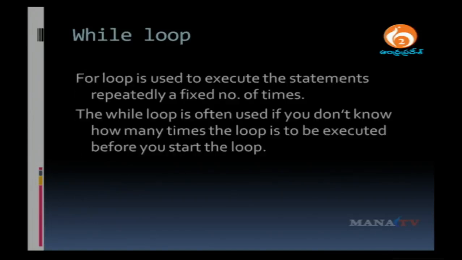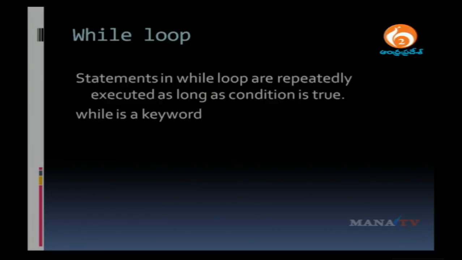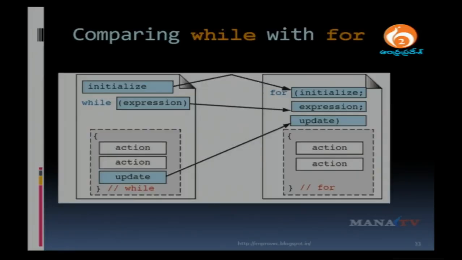For loop is used to execute the statements repeatedly a fixed number of times. The while loop is often used if you don't know how many times the loop is to be executed before you start the loop. Statements in the while loop are repeatedly executed as long as the condition is true. Just see this difference between the while loop and for loop.